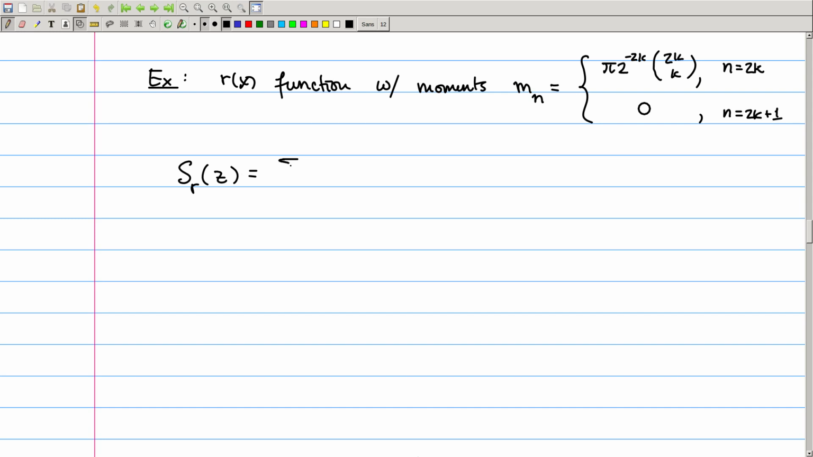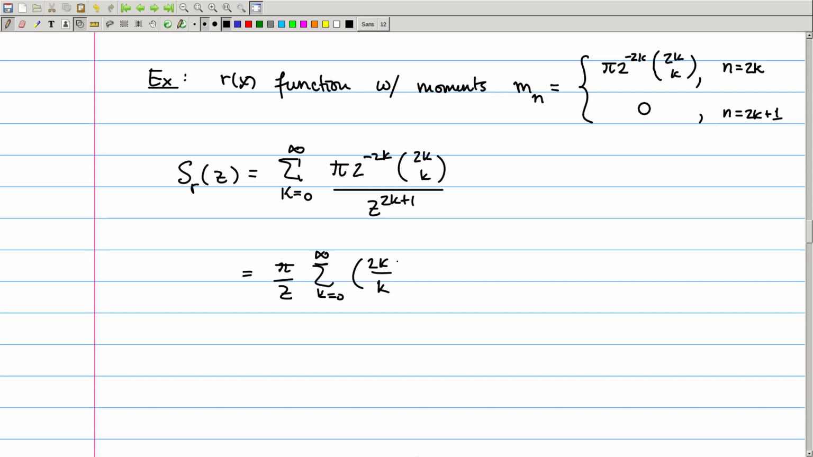as the sum, k equals 0 to infinity, of pi times 2 to the minus 2k times 2k choose k, divided by z to the 2k plus 1. And we can simplify this by pulling out a factor of pi over z and rewriting this as the sum from k equals 0 to infinity of 2k choose k times (2z) to the minus 2k.